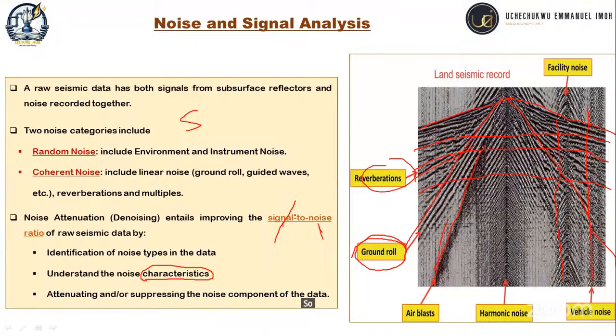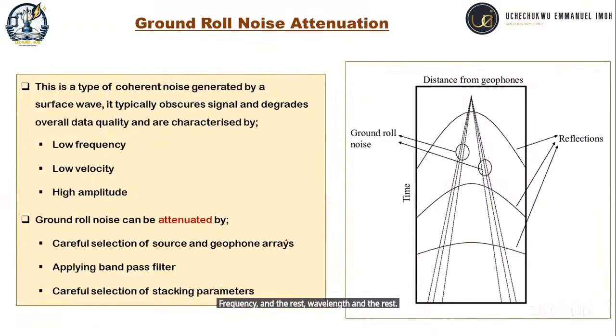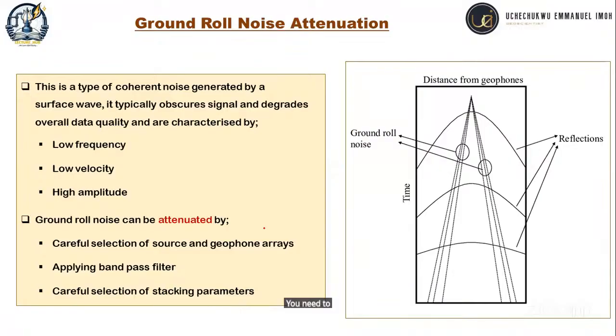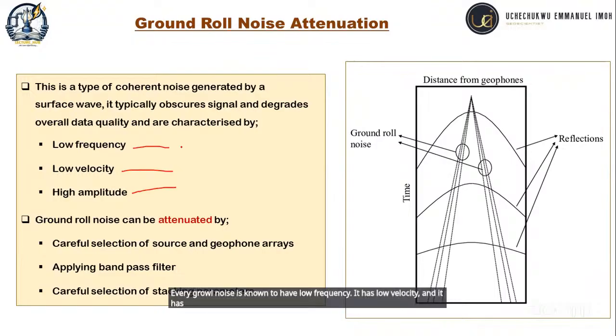So both your seismic signals and the noise in your data have these properties. All of them have properties of a wave in terms of amplitude, velocity, frequency, wavelength, and the rest. So for instance, we want to attack the ground roll noise in your seismic data. You need to analyze your ground roll noise. You need to understand what properties it has. Every ground roll noise is known to have low frequency, it has low velocity, and it has high amplitude. These are the three characteristics of ground roll noise in your seismic data.